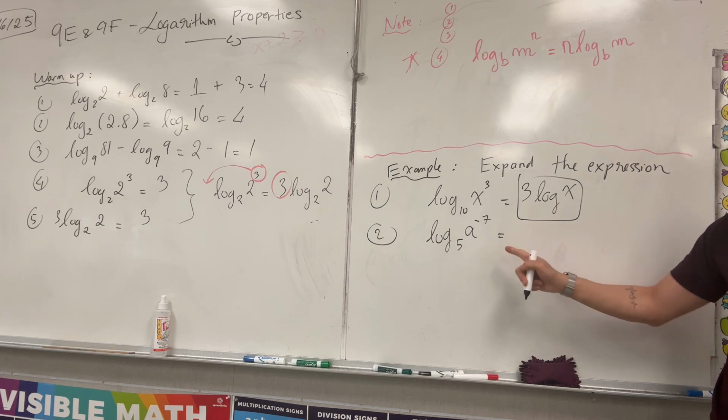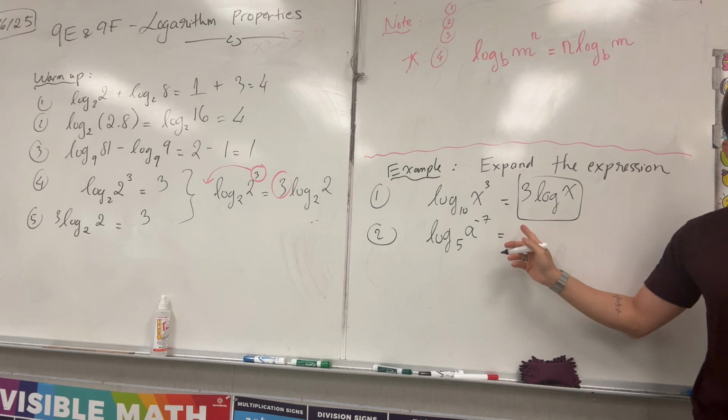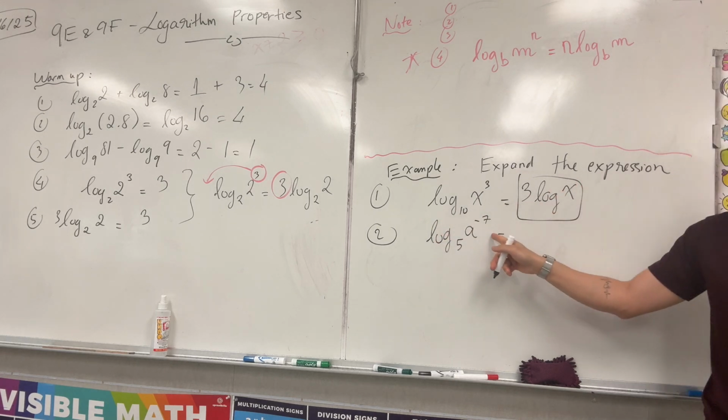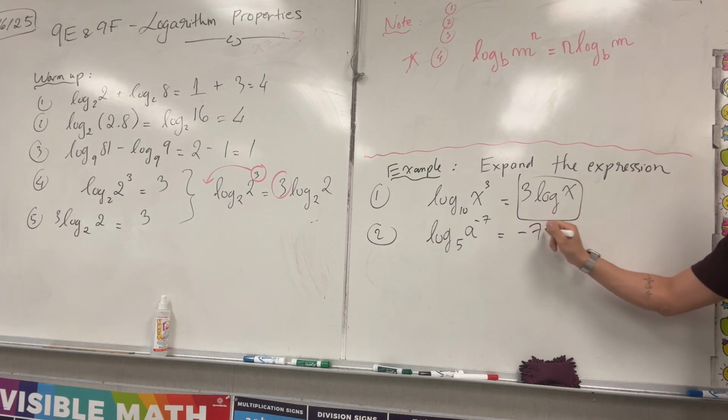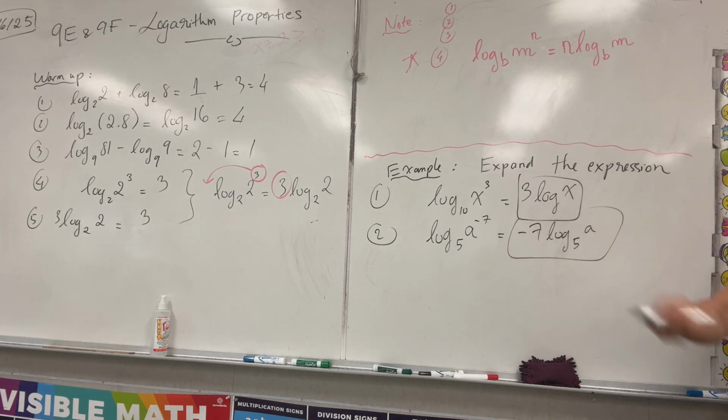What are you going to do? Easy. You just need to move the negative 7. Not the 7, but negative 7. Move the negative to the front, right? So negative 7 log base 5 of A. That's it. Easy.